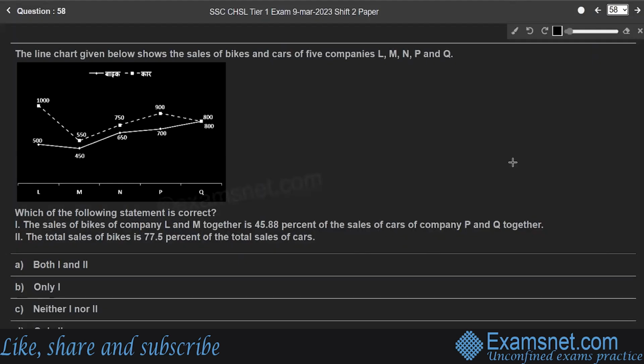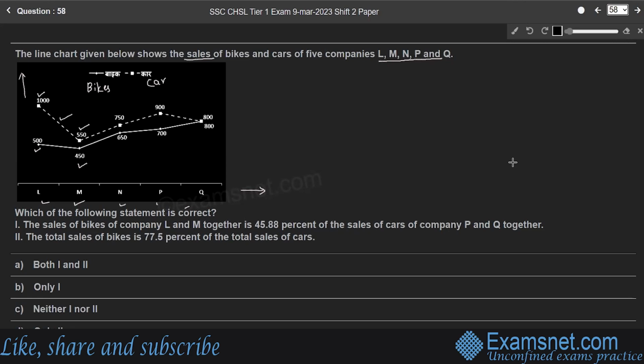Question 58. The line chart given below shows the sales of bikes and cars of 5 companies L, M, N, P, and Q. Here, students, along the x-axis, different companies are given: L, M, N, P, and Q. And the sales of bikes and cars are given along the y-axis. So here, the dotted line shows the sale of cars, whereas the straight line shows the sale of bikes. Company L sells 500 bikes and 1000 cars. Like that, company M sells 450 bikes and 550 cars.